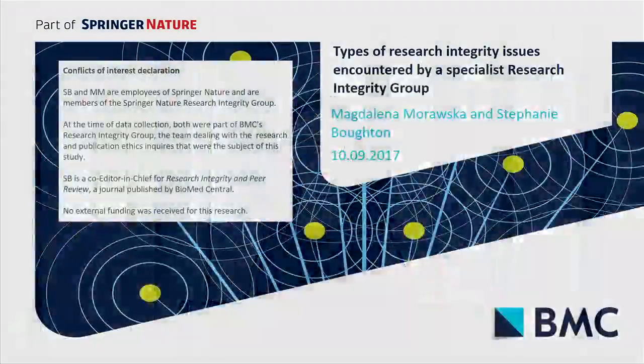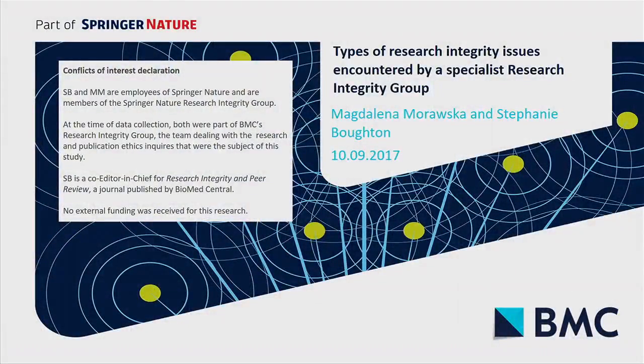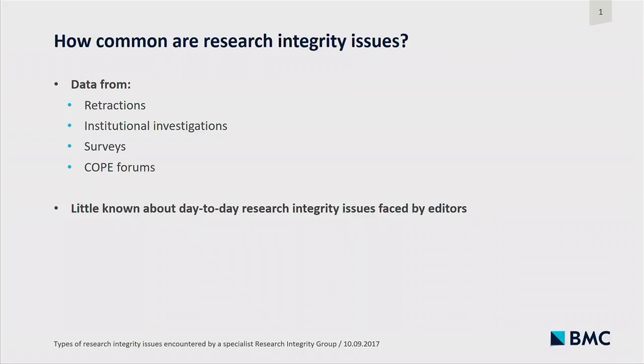Hello, so I'm going to be presenting some data on the types of research integrity issues that we saw as the BioMed Central Research Integrity Group. I'm now actually part of a wider Springer Nature Research Integrity Group, but this data is all from BMC journals. Research integrity issues are quite a broad category of things, including research ethics issues and publication ethics, but there's not a huge amount of data on how common they are.